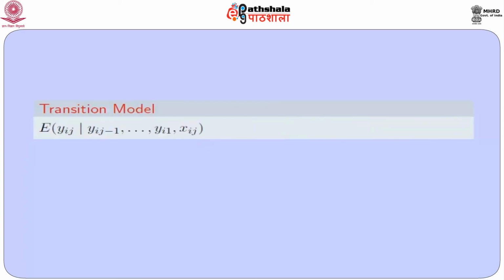Finally, we have the transition model, where it is thought that the jth observation of the ith unit depends on the previous observations. So here, Yij is modeled conditional on Yi,j-1 down to Yi1.